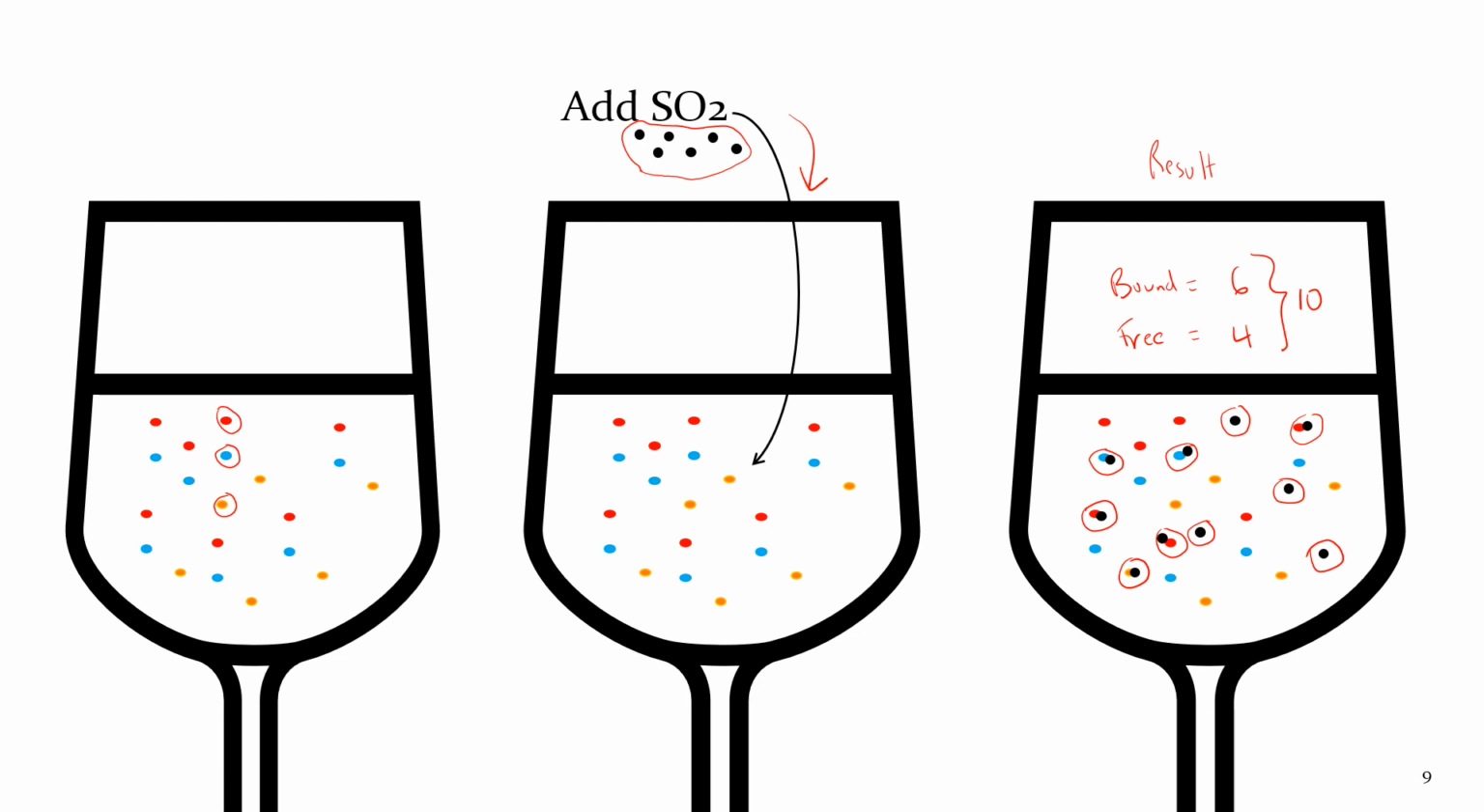Why do we care? Well, free SO2 is the molecule that has antimicrobial and antioxidant properties. When SO2 is bound up, it's not active as an antimicrobial and it's not active as an antioxidant. So when we add SO2, we want to estimate how much will be bound and how much will be free after the addition. So we will estimate how much of our addition is bound versus free.